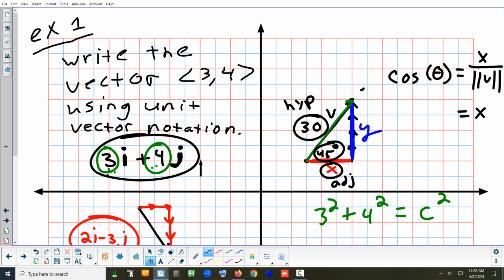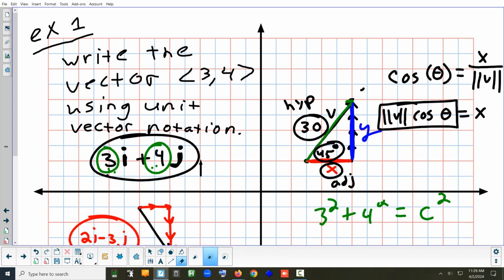And what if you got x by itself? What would be in that box? Cosine theta times magnitude of V. Magnitude of V, cosine theta. In this particular problem, it would be 30 cosine 45. That's how you find the length of the bottom. 30 cosine 45.